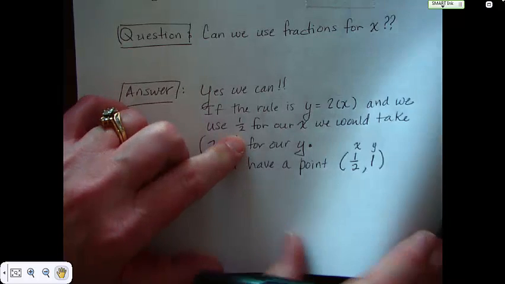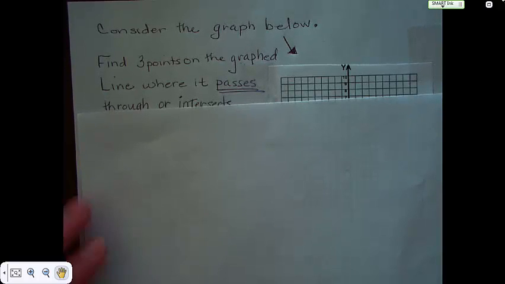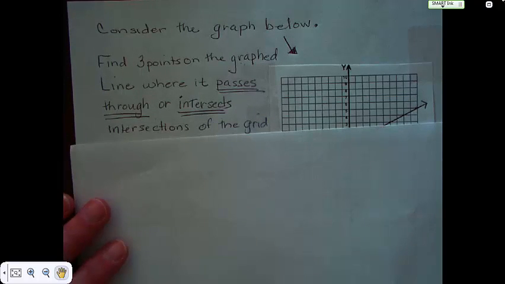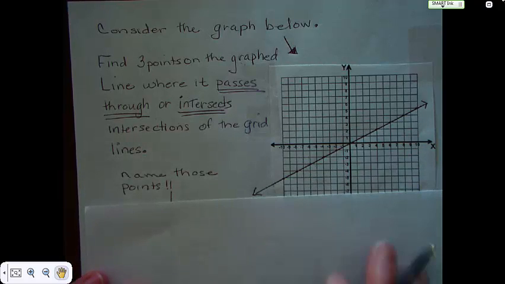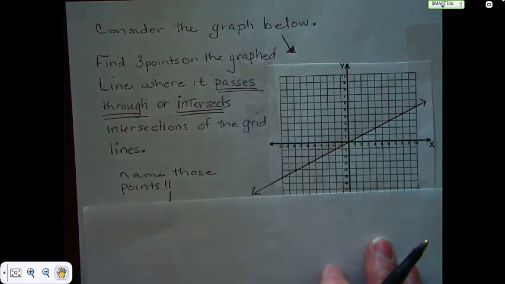Okay. Now, just one more. Consider the graph below. Find 3 points on the graph where it passes through an intersection of the grid, and then write them down. Name those points. Now we're not graphing, the line's already graphed for us.